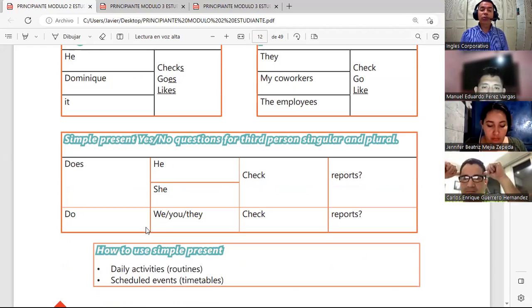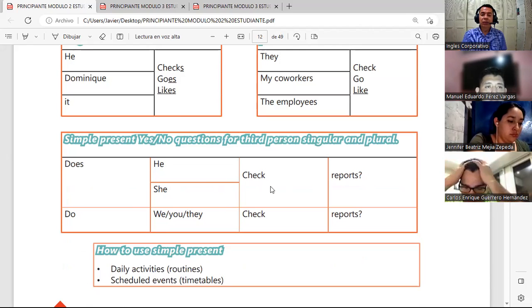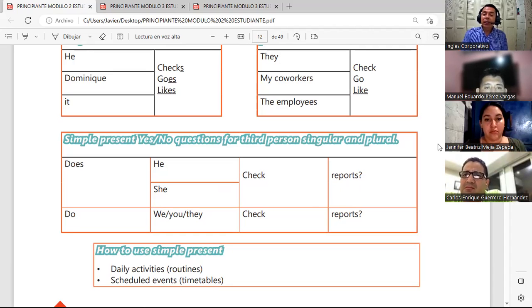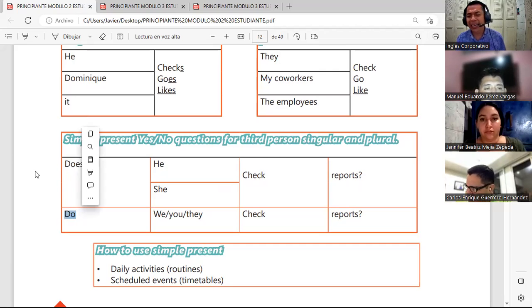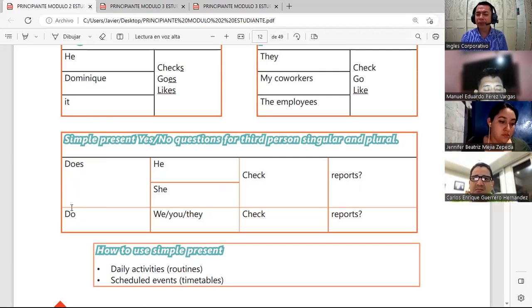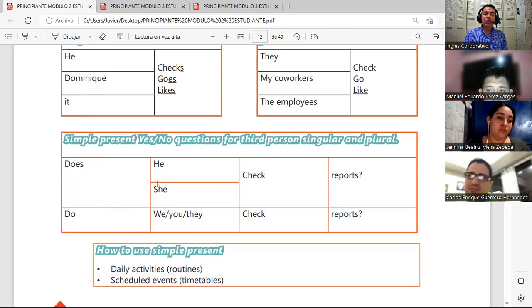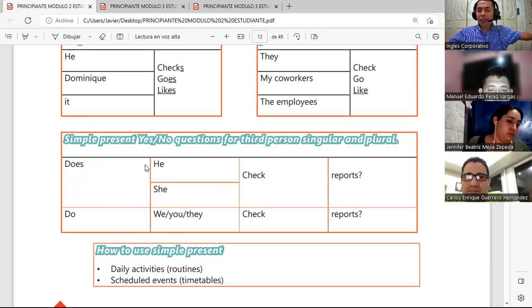Good. Now, how to make questions? Does he check reports? Does she check reports? So, here in this context, we're going to use does, right? And when we use the other forms, we use do. Is there a difference? ¿Hay una diferencia entre ambos? No, it's the same, right? Es lo mismo, solo que diferente en tercera persona, okay? Okay, good. So remember, does is only for he, she, and it. Only, right?